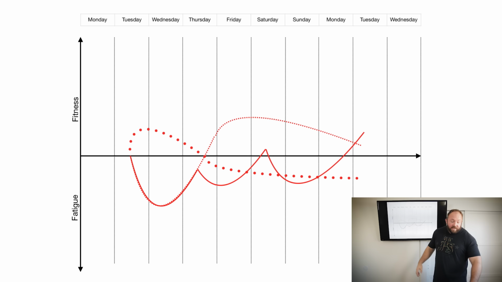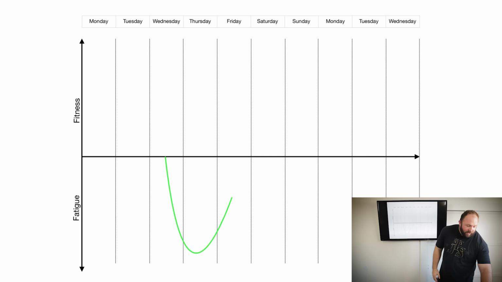Because of the technical SRA curve, this line of fitness on the one workout per week may actually end up a bit lower than it is. All right, and here is our look at the deadlift. Really big workout, 10 sets of overloading work for the deadlift, a ton of fatigue generated from that.